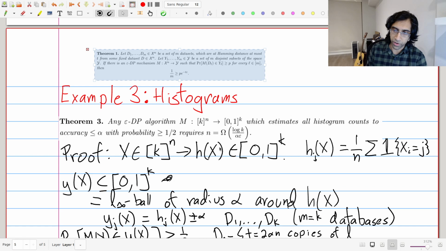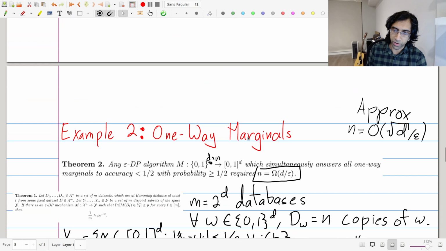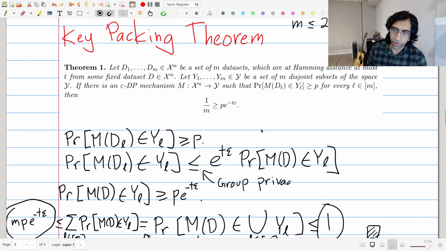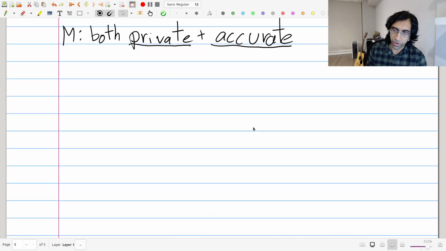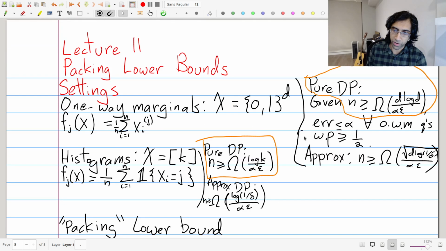And that's it for today. This is a relatively short lecture, and I think it really illustrated how simple these packing lower bounds are, and how powerful they are in terms of trying to prove that algorithms are optimal.